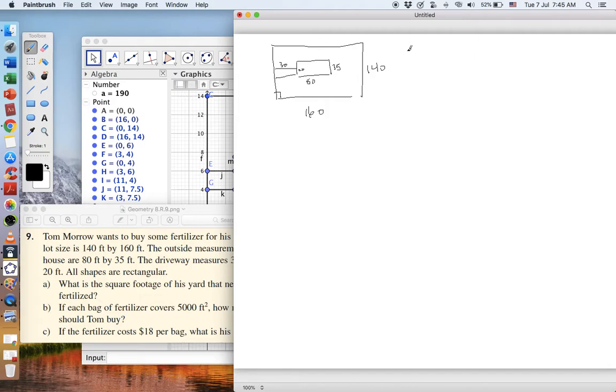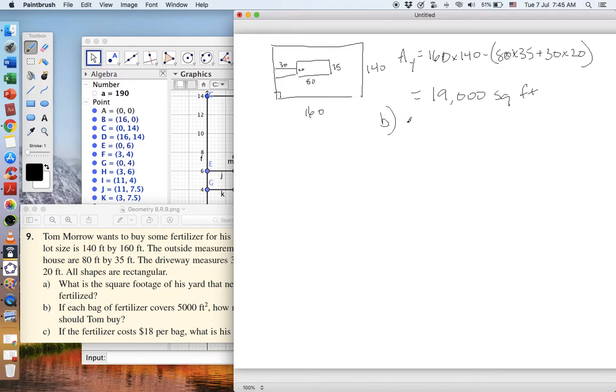To find the area of the yard, we're just going to take that 160 by 140, and subtract from that the area of the house, 80 by 35, and the area of the driveway, which is 30 by 20. This is fairly straightforward. You get 19,000 square feet. They're all just rectangles, length times height: the area of the big rectangle minus the area of the two small rectangles.